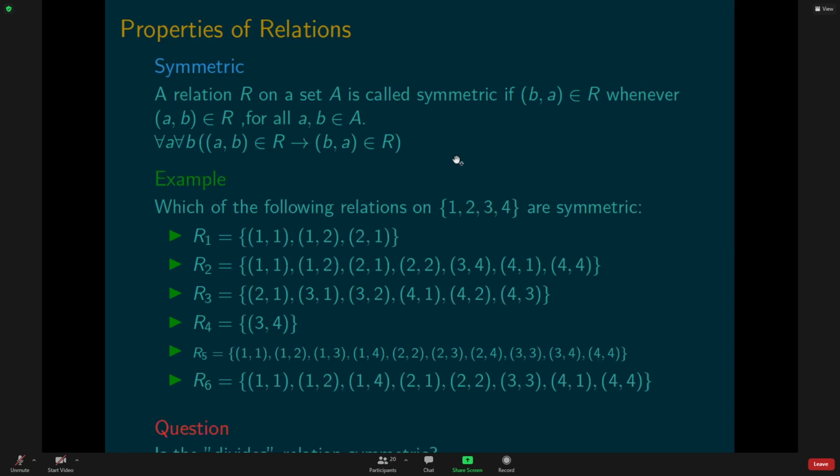So is divides symmetric? No, it's not, right? Because if A divides B, we don't know if B divides A. So it's not symmetric.